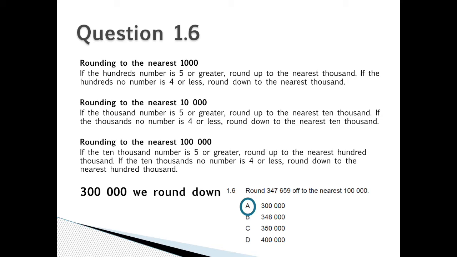Rounding to the nearest 100,000. If the 10,000 number is 5 or greater, round up to the nearest 100,000. If the 10,000 number is 4 or less, round down to the nearest 100,000. So the correct answer is 300,000. We round down. So your answer is A.